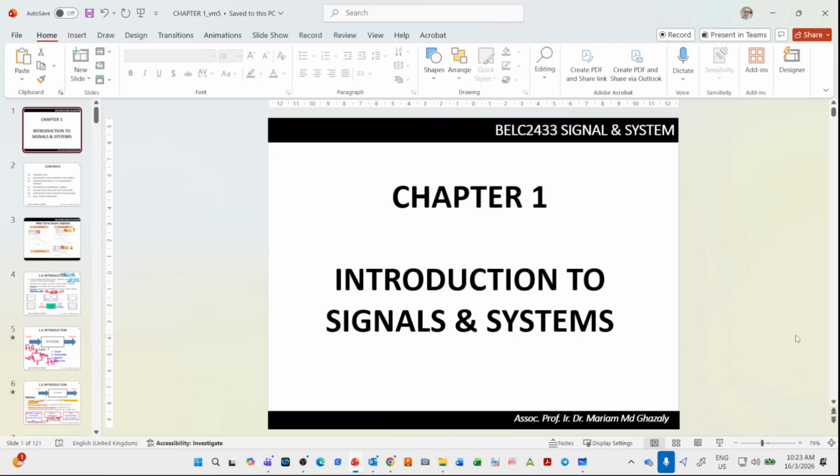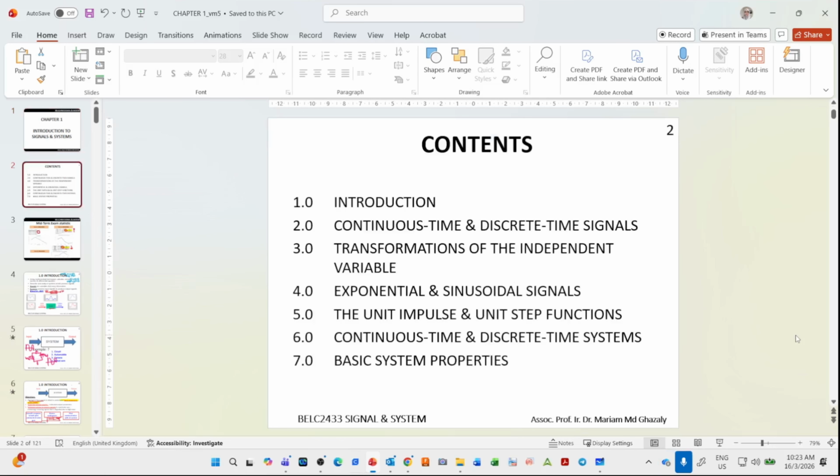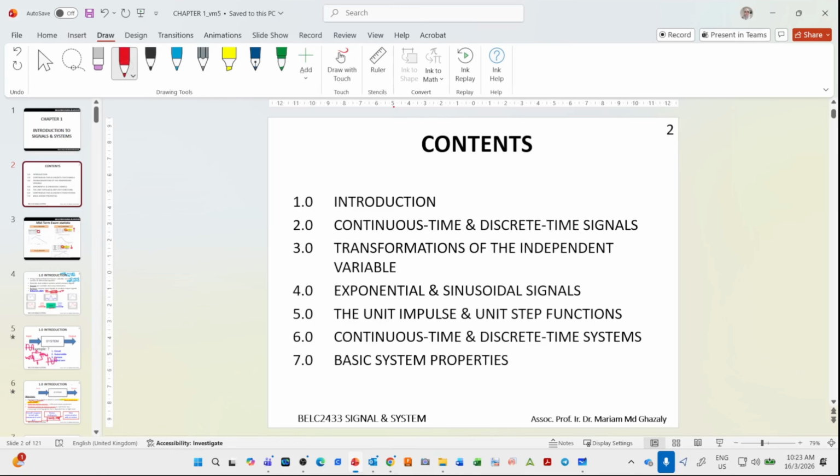Chapter: introduction to signal system. The content that we will cover will be the introduction, continuous time and discrete time signal, and transformation of independent variable. So this one we will learn about signal transformation. Then we go to exponential and sinusoidal signal, including cosine wave and sine wave.